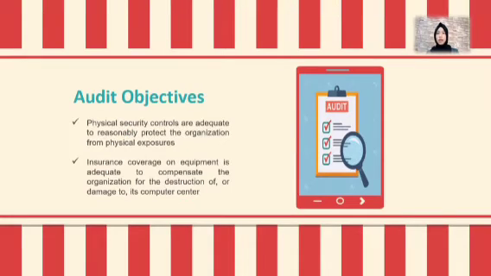Audit objectives. The auditor's objective is to evaluate the controls governing computer center security. Specifically, the auditor must verify that physical security controls are adequate to reasonably protect the organization from physical exposures. Also, an auditor must verify that insurance coverage on equipment is adequate to compensate the organization for the destruction of or damage to its computer center.